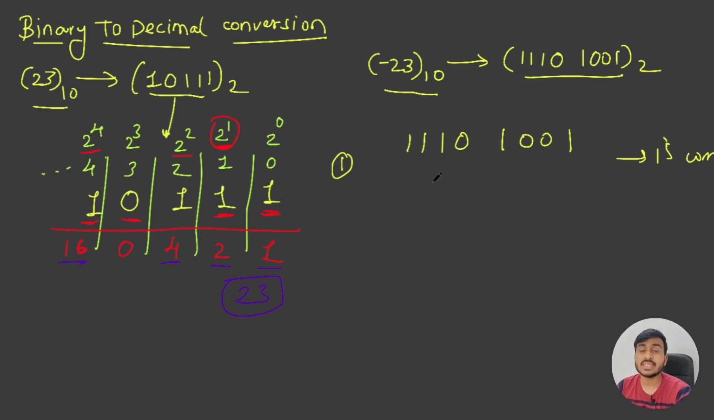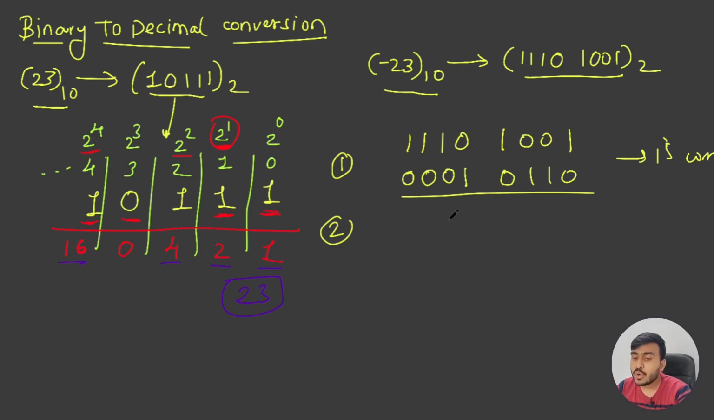Okay, so let's start taking 1's complement of this number. In 1's complement, we know that 1 will become 0 and 0 will become 1. So the 1's complement of this number will be 0001 0110. This is step number 1. That's it. We have got 1's complement. Step number 2 is we have to add 1 to this 1's complement.